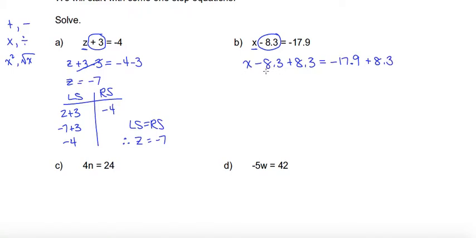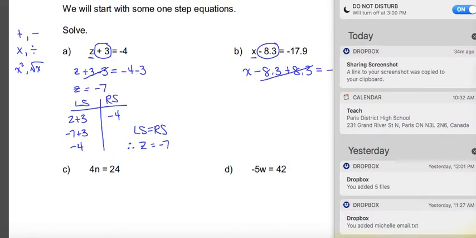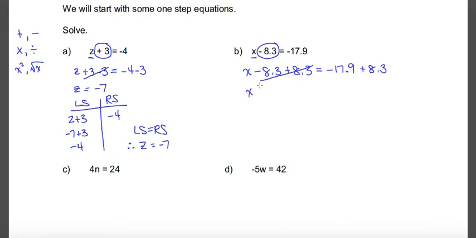So my 8.3's cancel each other out on the left-hand side, so we're just left with x. And then I can use my calculator to solve for the right-hand side. So I have negative 17.9, and I'm adding 8.3 to give me a value of negative 9.6.